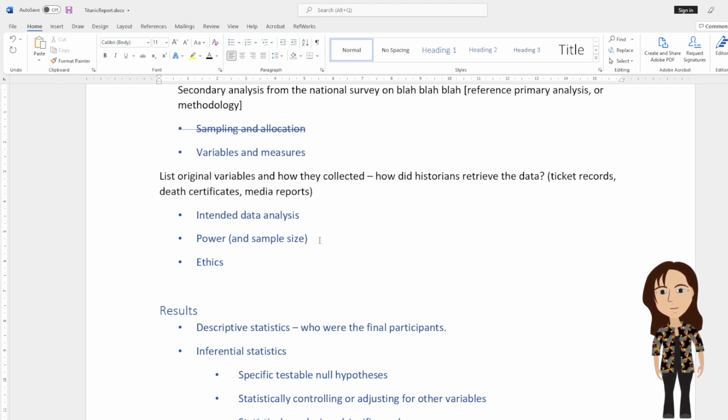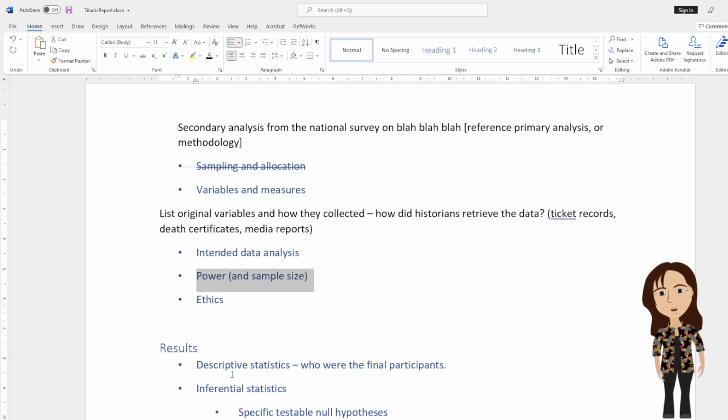The power and sample size, in this case, it's not relevant for our methods, although we will report our sample size in the results. Because they're trying to retrieve all the records for what happened, there's no need to do a power calculation. And in a lot of cases, studies don't have power calculations. It's probably a topic for a separate video.